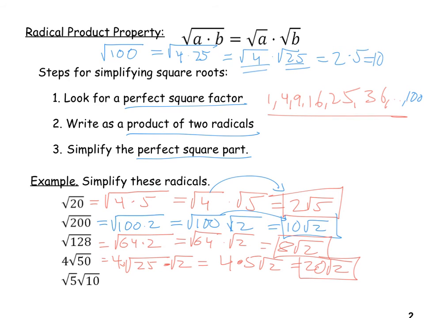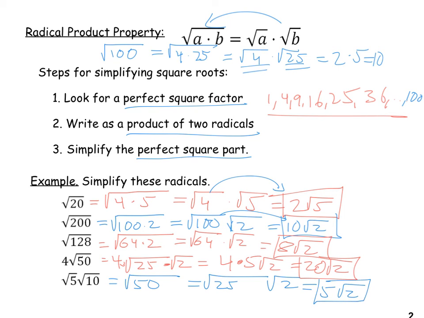All right. And now one more. How about the square root of 5 times the square root of 10? That's a little weird. Well, what we want to do is put that together first. So we're going to use this radical product rule up top, multiply them to get the square root of 5 times 10, which is 50. Now we can break up 50 in a better way. That's the square root of 25 times the square root of 2, and the square root of 25 is 5. So we write it as 5 times the square root of 2, and that's our simplest radical form. So again, find a perfect square factor, write it as the product of two radicals, simplify the perfect square, and leave the other one alone.